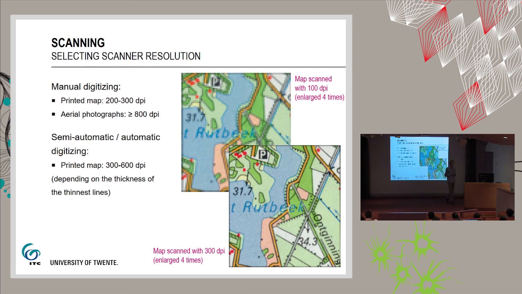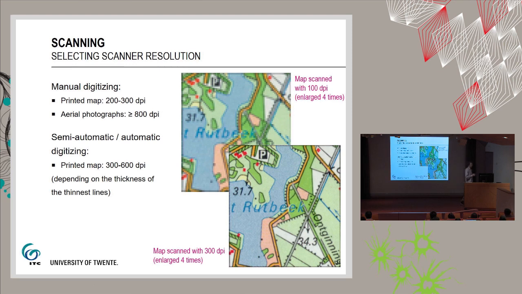What about semi-automatic or automatic digitizing? If you apply this technology, that means the computer has to trace the lines, and the computer has to trace the center of the lines. If you like to apply this technology, then you need slightly higher resolutions for your map document. Your printed map should be between 300 and 600 dpi, because you have to resolve your lines with enough pixels. Otherwise, the computer cannot trace the center of the line. Can you imagine that? That you need enough pixels for the lines?